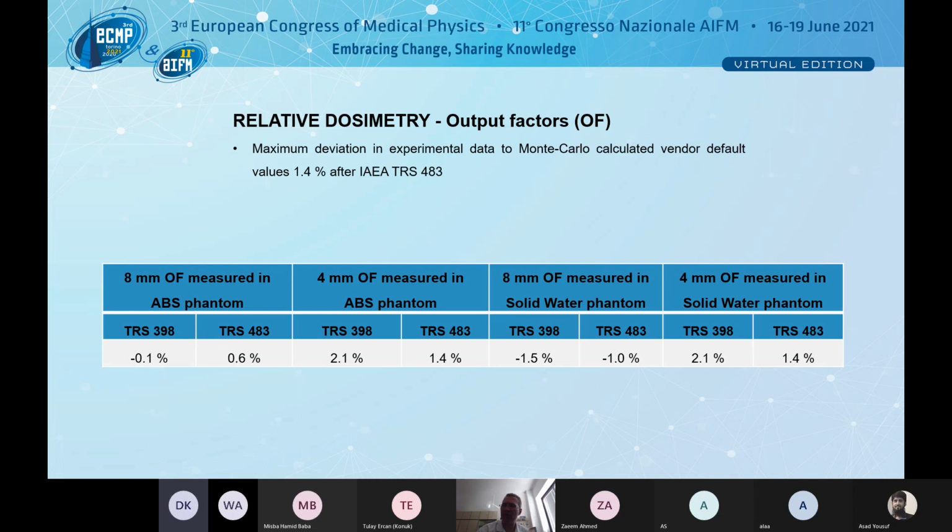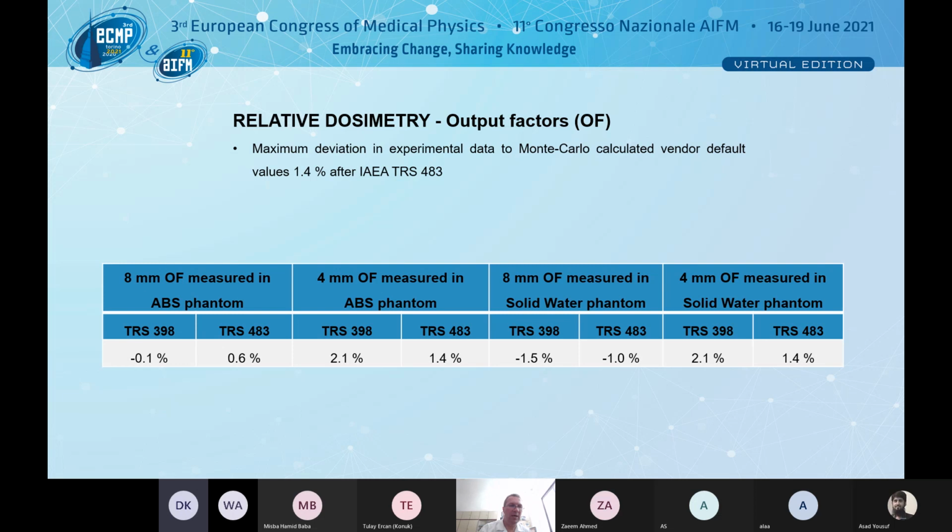Definitely avoid thinking about chambers. You will not find a chamber on the market that would be capable of measuring correctly output factor for 4 millimeter, unless you would use a liquid chamber, which was available commercially from PTW years ago, but as far as I know, they stopped production and it's not currently available.